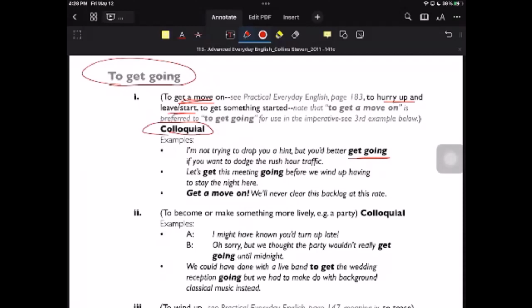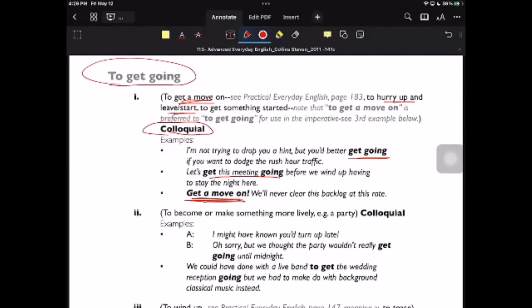Let's get this meeting going before we end up having to stay the night here. So here it means starting. So let's get this meeting started. This is what this means. Get a move on. We'll never clear this backlog at this rate. Okay, so get a move on, like let's get going.